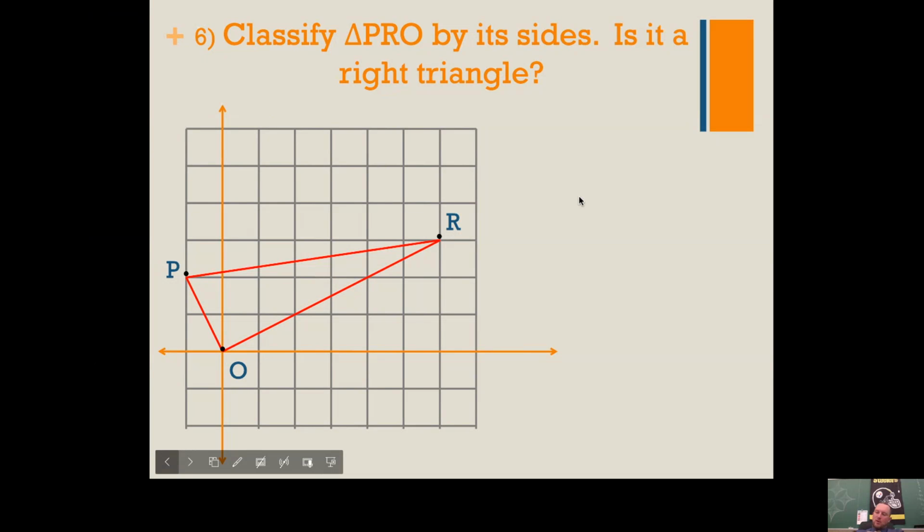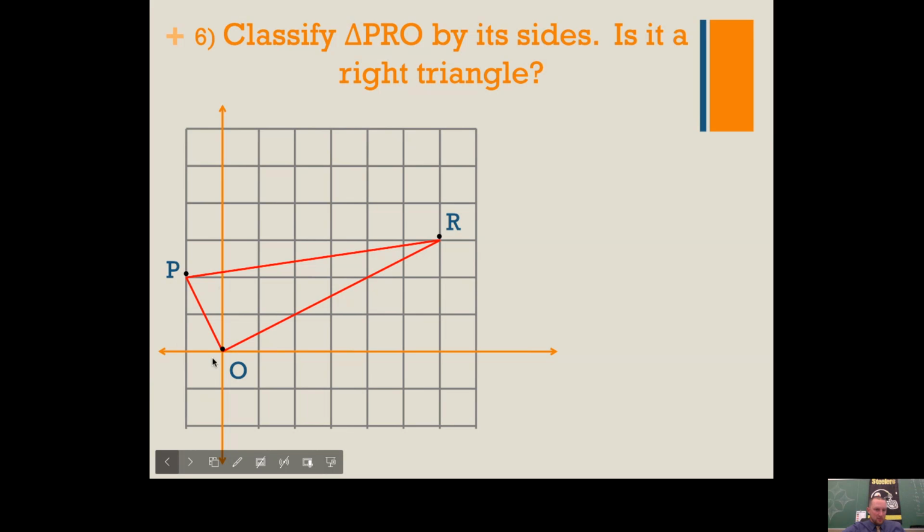This will be part 3 of our section 4.1. We want to classify this triangle PRO by its sides. Is it a right triangle? Well, it kind of looks like a right triangle, but we don't want to assume that this is a right angle. It definitely looks more like a right angle than either of these. And this is in the coordinate plane, so this is definitely drawn to scale. So I can assume these angles are acute. I think that's safe to say. This one you don't want to assume anything because it's really close to a right angle, so it could technically still be acute, or it might even be obtuse.